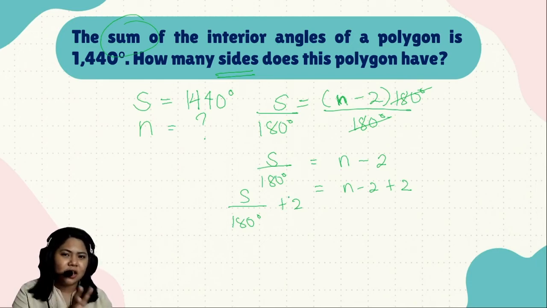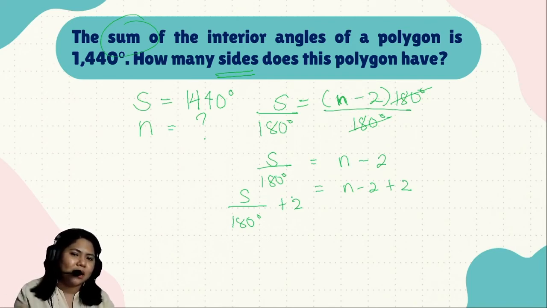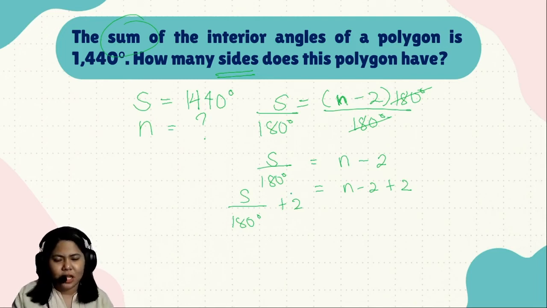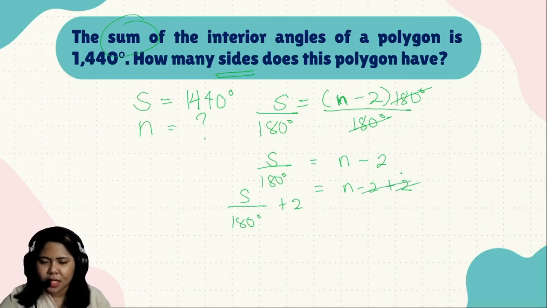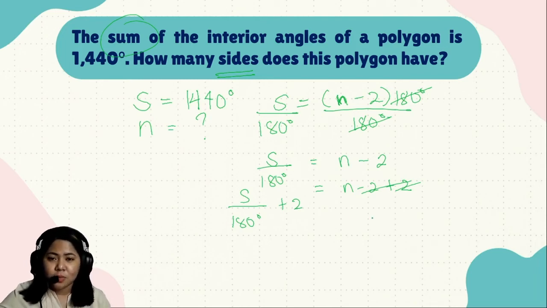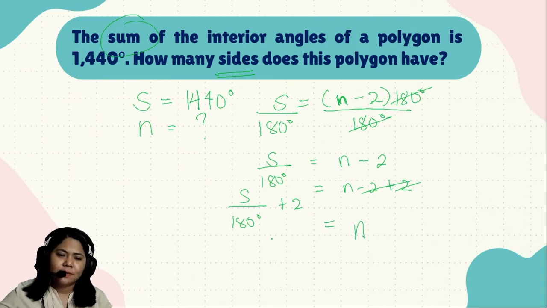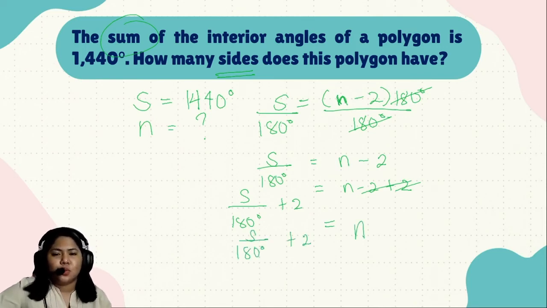Okay? Kasi equation yan eh. Dapat kahit anong mangyari, equal sila sa isa't isa. Kapag ginawa mo lang yung isa sa kanan, hindi mo ginawa sa kaliwa, they will not be equal to each other. Okay? So, negative 2 plus 2, 0. So, mawawala na yan. Or, on other terms, ang sinasabi is, transpose. Ganun. Okay? So, n is equal to s over 180 degrees plus 2.